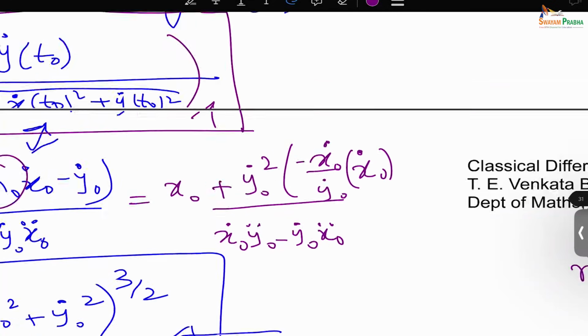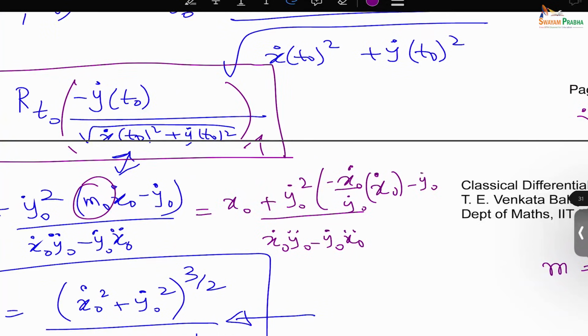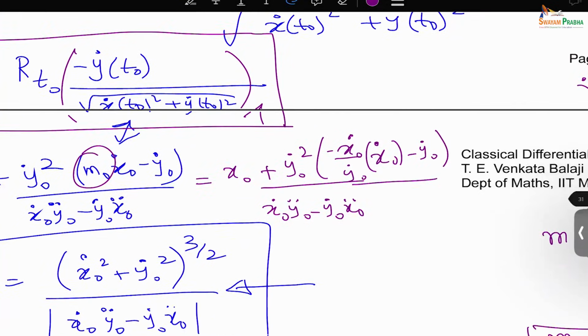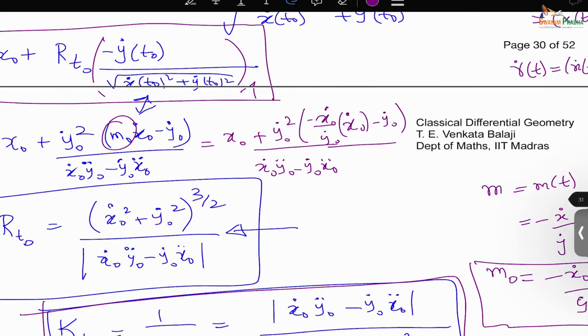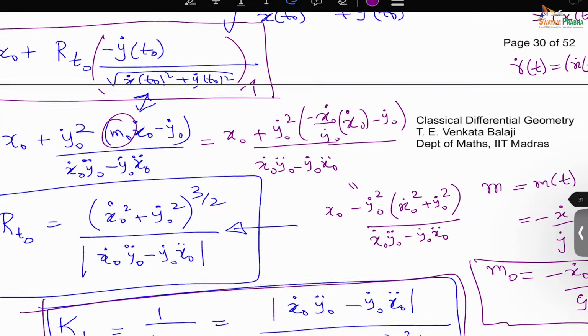Okay, that is this, and then I have a minus y naught dot. Okay, and if you simplify this, what is it you are going to get? So you see, you will get x naught, and then there is a minus sign, minus y naught dot squared, and inside I am going to get x naught dot squared plus y naught dot squared, divided by x naught dot y naught double dot minus y naught dot x naught dot. Okay, this is what I am getting.